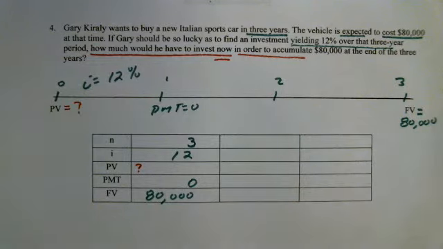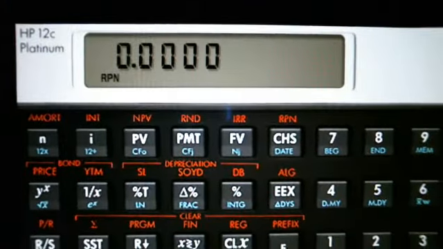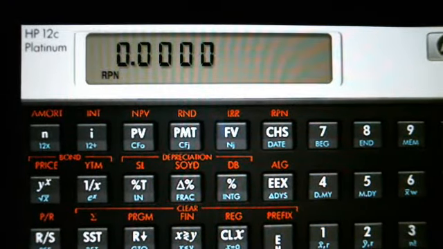How do I know that before I do anything? Two ways. One, I'm putting that money, it's an investment, okay? Secondly, if it is an investment, then it would have to be negative. And something has to be negative on all of these problems.